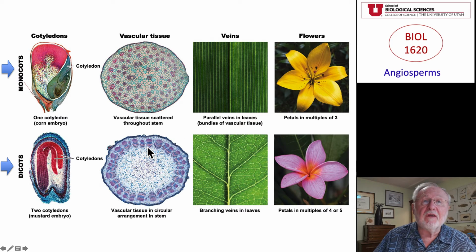When we look at the vein structure of a leaf, in monocots the veins tend to be parallel, whereas they tend to be branching and net-like in the dicots. Two contrasting vascular structures and vein arrangements.